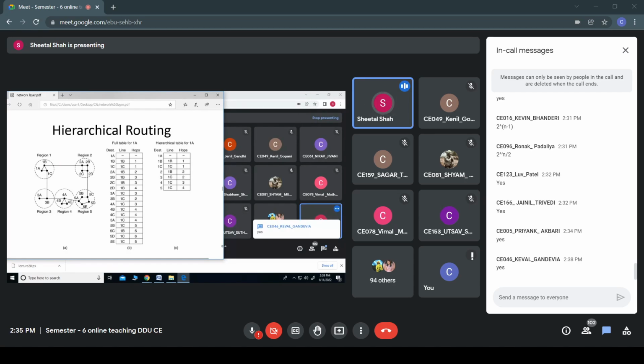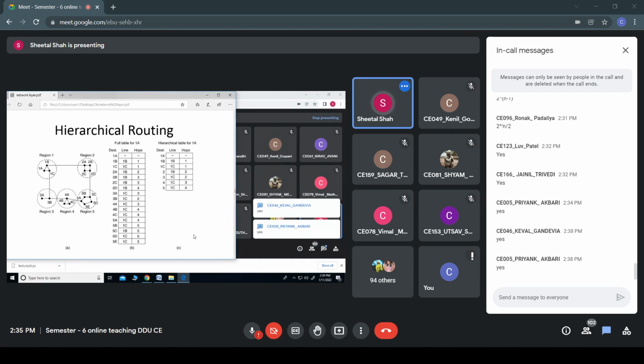Okay. So this is about hierarchical routing. Now, in case the number of regions is still more, it can be further grouped.